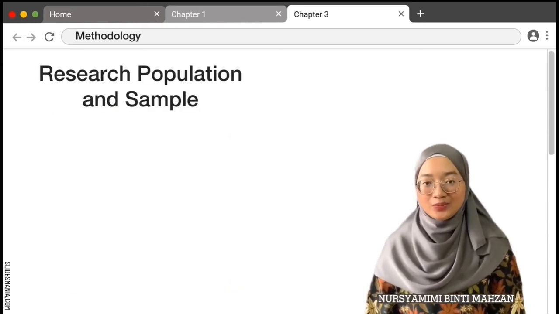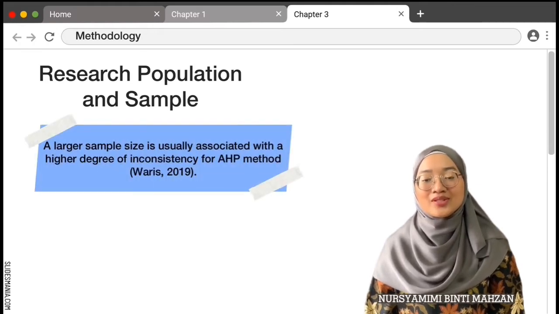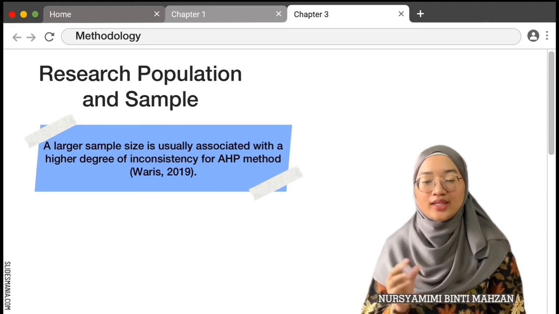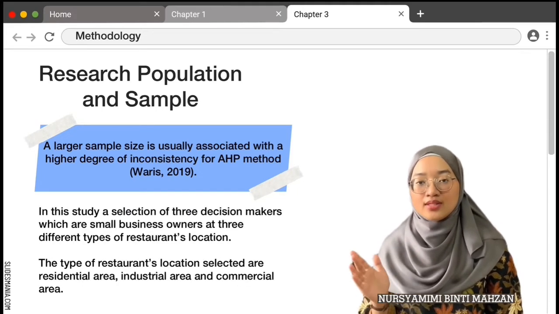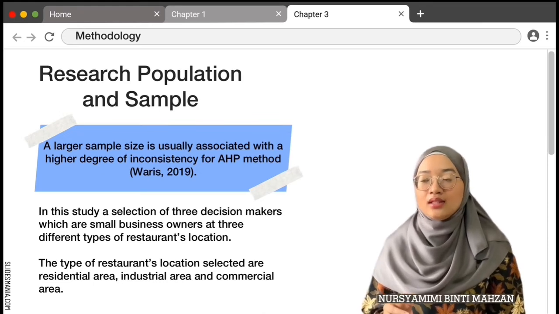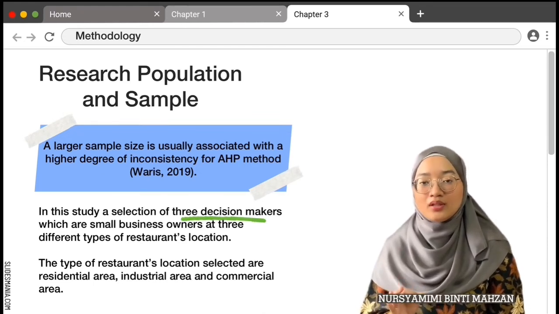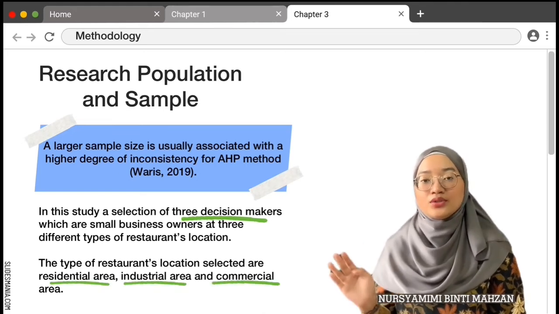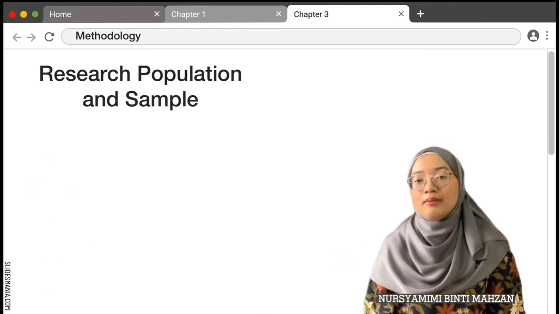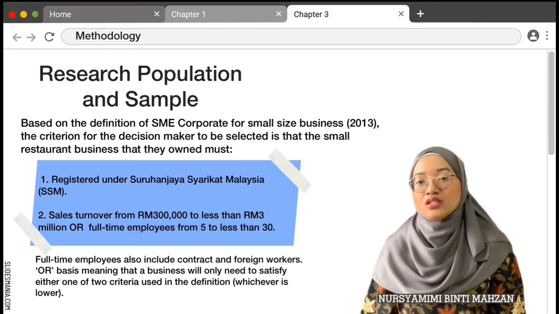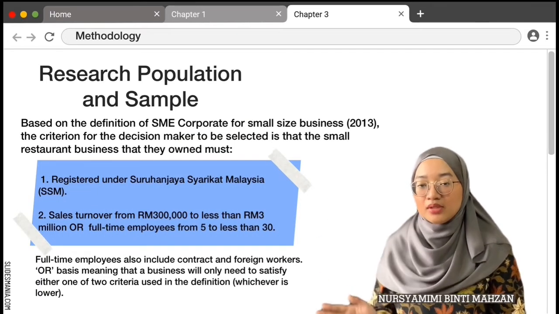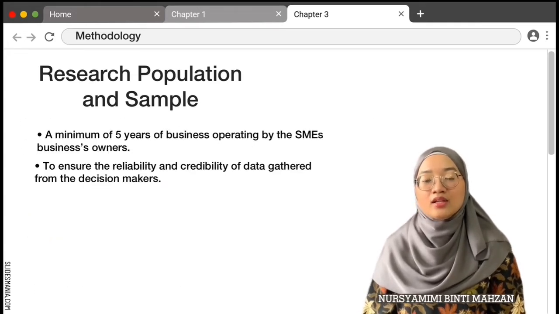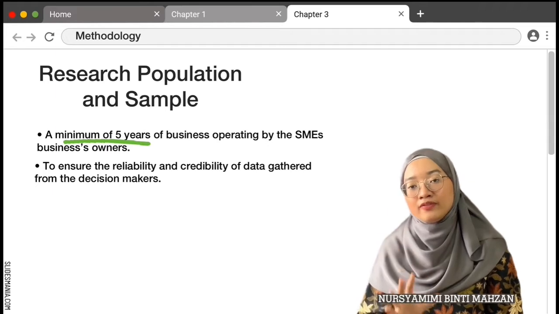Since we are using AHP, according to Waris 2019, a larger sample size in AHP usually associates with a higher degree of inconsistency. Thus, in this study, we are selecting 3 decision makers from 3 different places, which are industrial, residential, and commercial. Besides that, the decision makers must fulfill the definition of SME, and the decision makers' business must be operated for a minimum of 5 years.